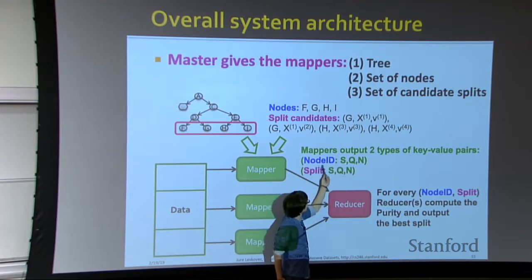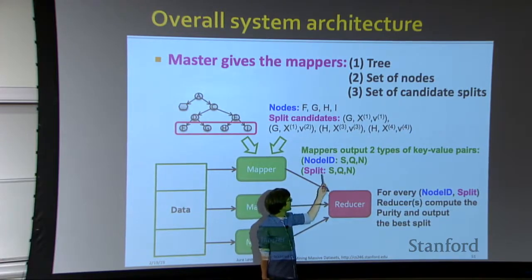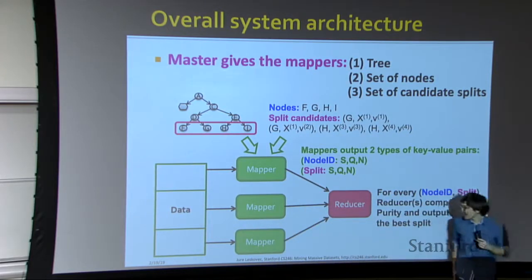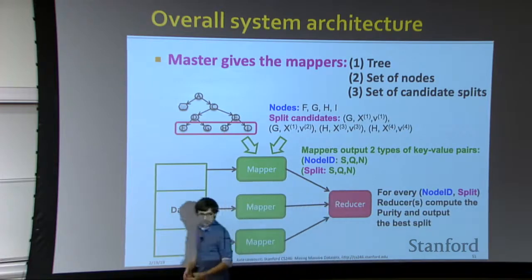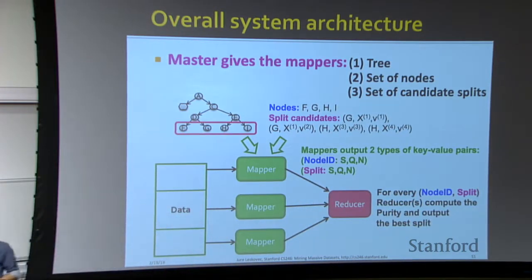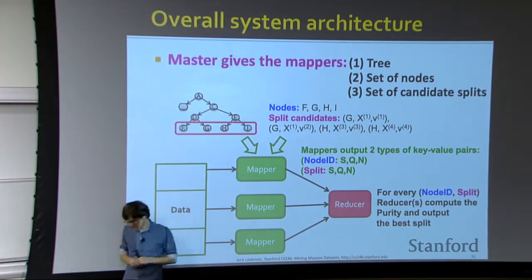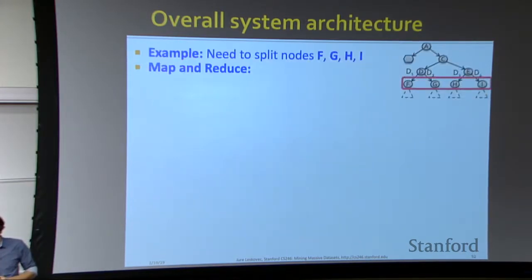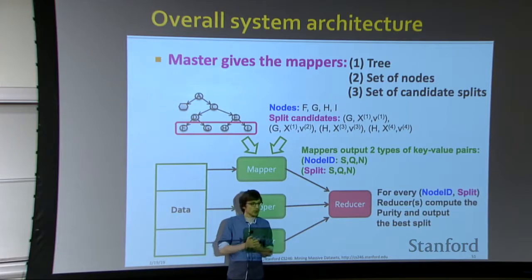who will now aggregate these partial statistics to be able to compute the variance of the data coming into the node, and then for every split, the data that goes left and right, so it can compute the purity, and then the reducer will output for every node the split that gives us the best purity. And then the master will decide what to do next. So this is what the overall architecture for the PLANET algorithm looks like. Maybe I can take a question, and then I'm happy to give you more of an example.